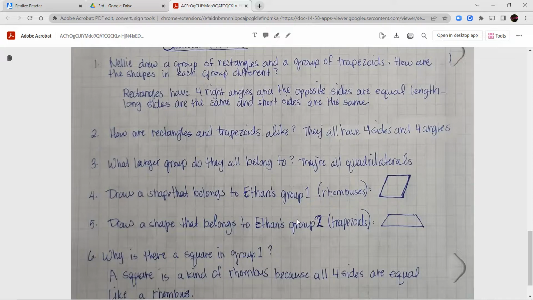Number 2, how are rectangles and trapezoids alike? They all have 4 sides and 4 angles. What larger group do they belong to? All of them are quadrilaterals. They're all 4-sided shapes.